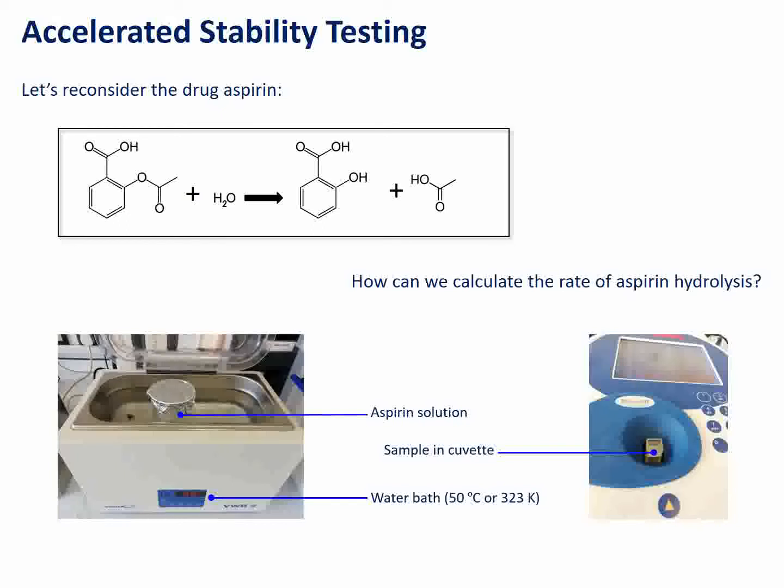So we've got a 50-degree water bath here. We could use, and we would use, higher temperatures, but if we do get too high with the temperature, then that might potentially change the breakdown mechanism. So the data we use to try and work out ultimately our expiry date wouldn't be reliable.